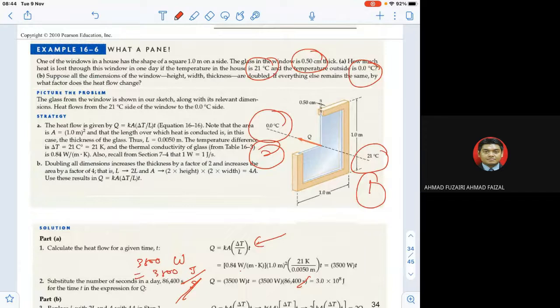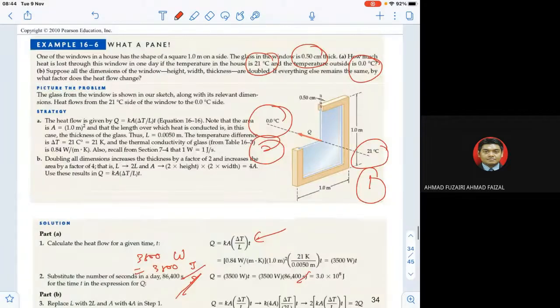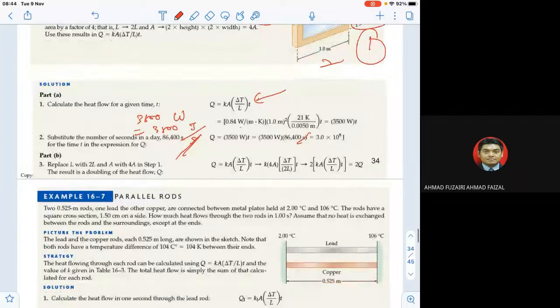Suppose all the dimensions of the window, height, width, and thickness, are doubled. If everything else remains the same, by what factor does the heat flow change? Using the same values, they have doubled everything. For example, if they double the area, you get 4 times the area, because height and width each become double, 2 times 2 is 4. So already 4 times the area.